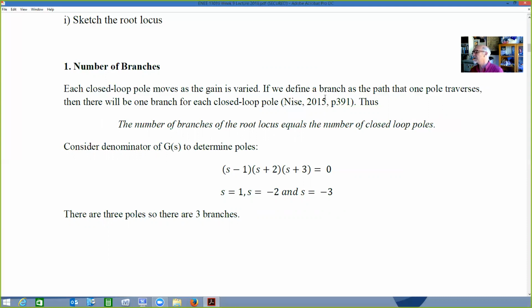If we define a branch as the path that one pole traverses, then there will be one branch for each closed loop pole. Again, proper referencing, using the textbook in this case. Thus, the number of branches of the root locus equals the number of closed loop poles.